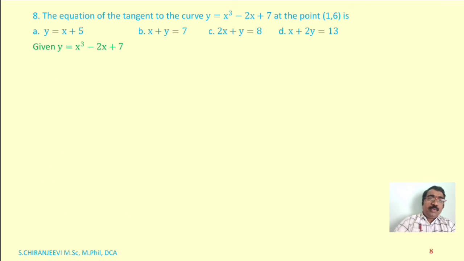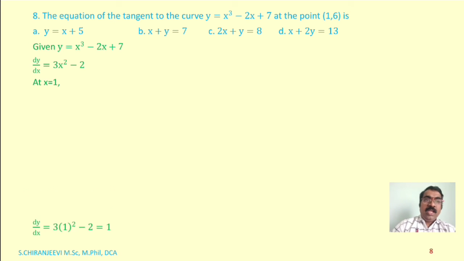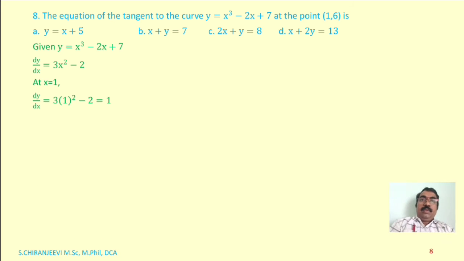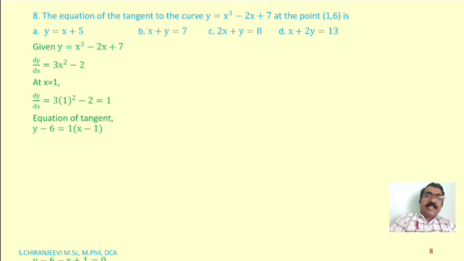So y equal to x cube minus 2x plus 7, differentiating with respect to x, dy by dx will become 3x square minus 2. So at x equal to 1, dy by dx equal to 3 into 1 square minus 2, which is 3 into 1 square is 3 minus 2 is 1. So equation of tangent: y minus 6 equal to 1 into x minus 1, y minus 6 minus x plus 1 equal to 0. So y minus x minus 5 equal to 0. So which is y equal to x plus 5, which is option A.